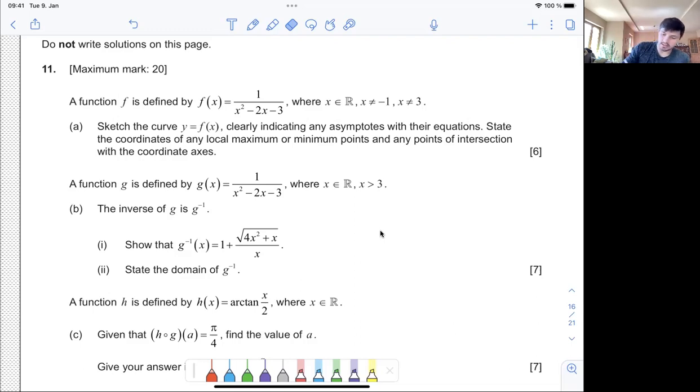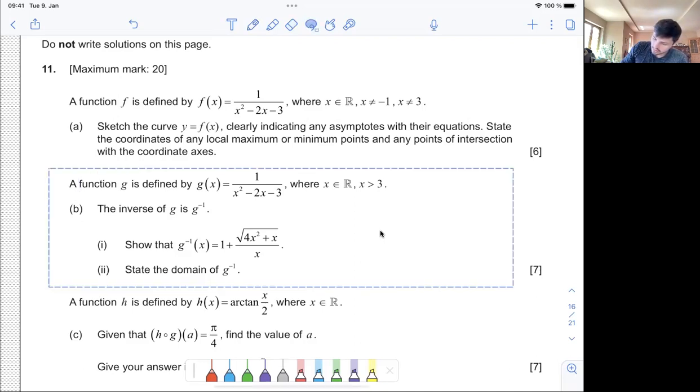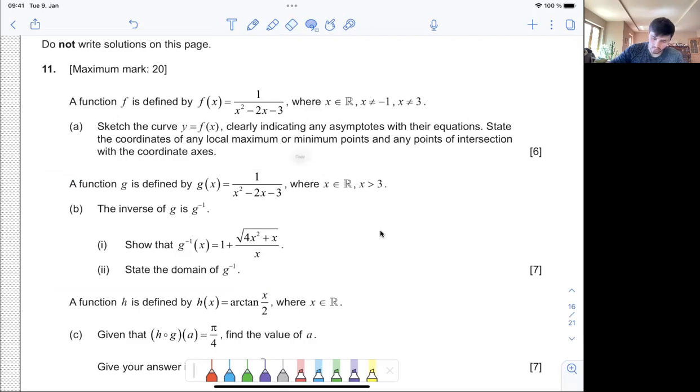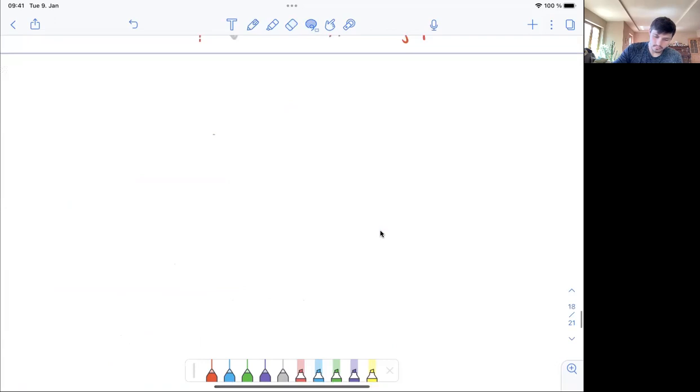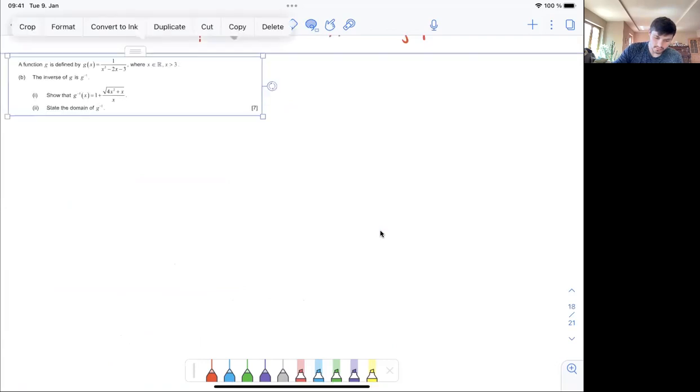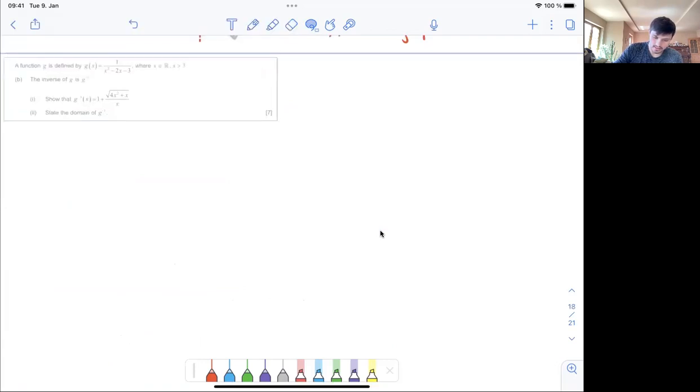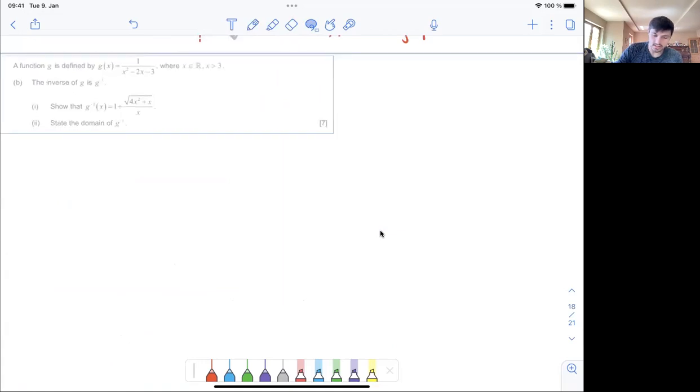All right, so let's copy this question down to a new page and look at what we've got. It's worth noting that g of x is identical to f of x, but the only thing we've changed is the domain. So basically, for x greater than 3.